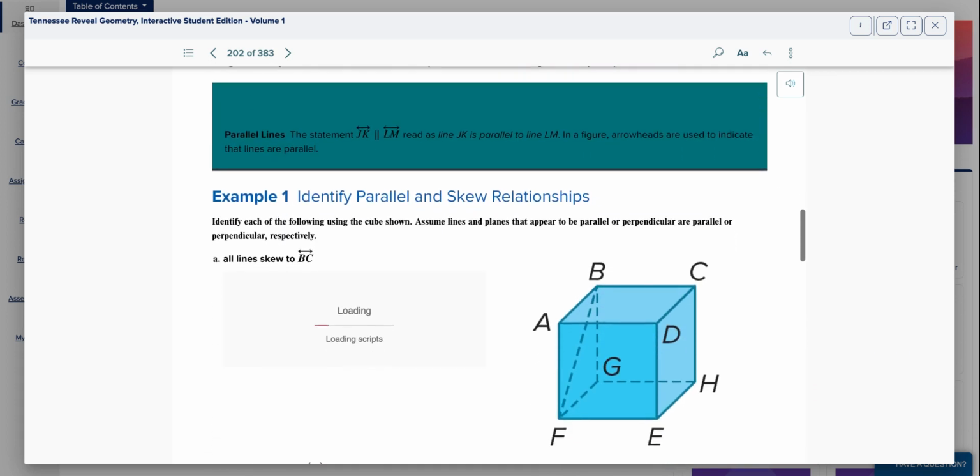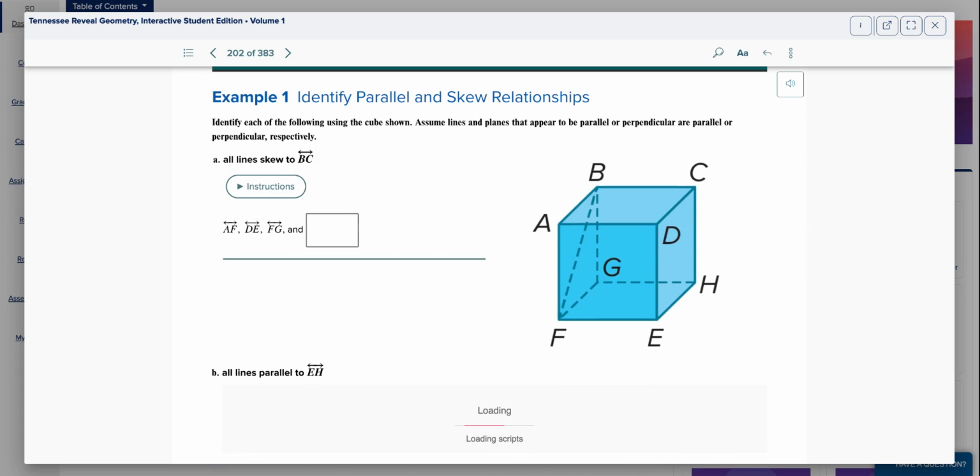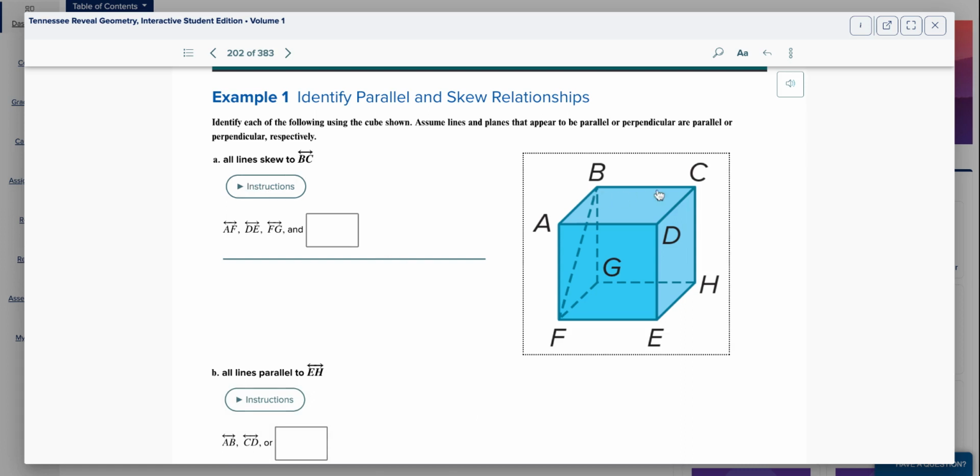All right, so let's get down to an example here. Identifying parallel and skew relationships. In example 1, part A, all lines skew to BC. Well, here's BC. Skew means it's in a different plane and they don't intersect. So they give us AF, which goes up and down, not in the same plane, and it doesn't have a B or C in it, so keep that in mind. DE, not in the same plane, does not have a B or C in it. FG, going this way, not in the same plane, doesn't have a B or C in it.